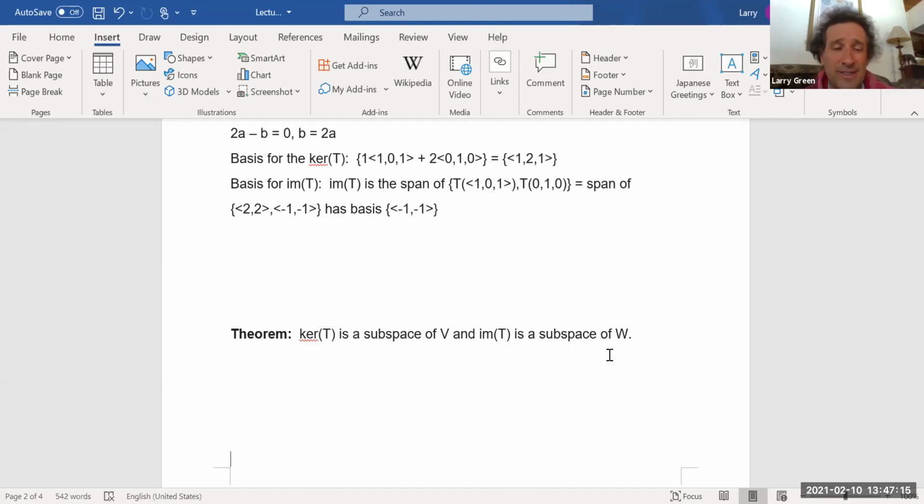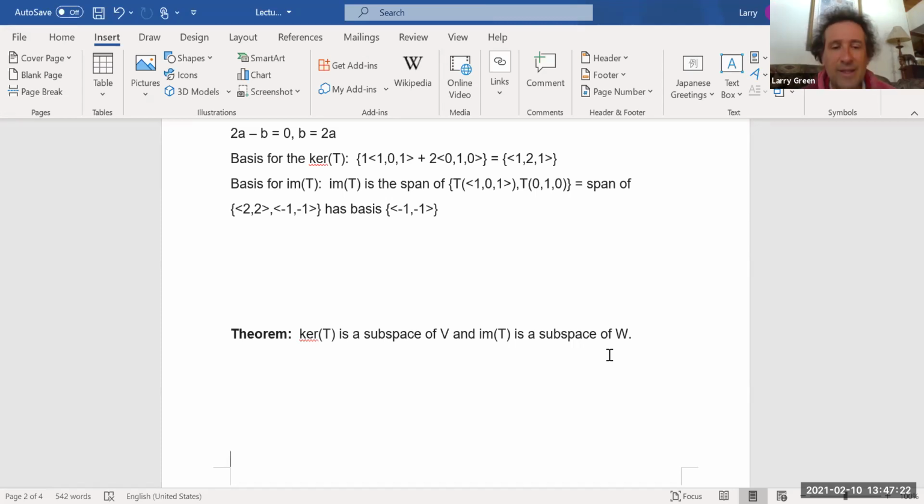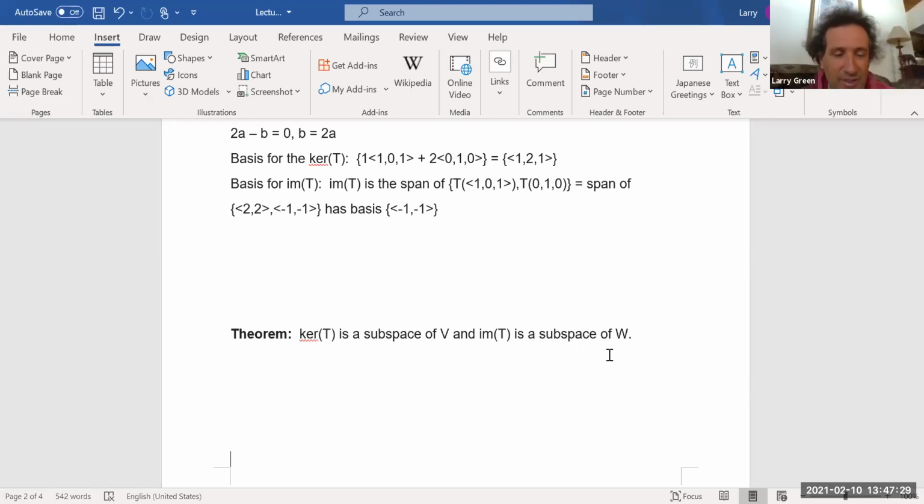Do you remember? Contains a zero vector. Yep, you have to show it contains a zero vector. Closed over addition and closed over multiplication. Exactly. So there's three things you have to show for subspaces. One is that the zero vector is in it. Two, that if you have two vectors in it and you add them, you're still in it. And three, if you have a multiple of a vector, then it's in it if the vector was in it.